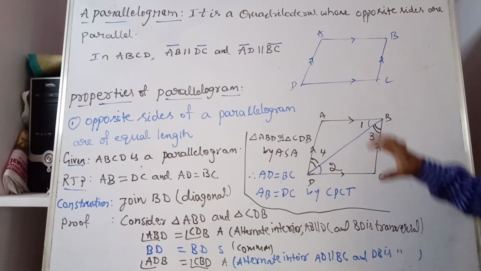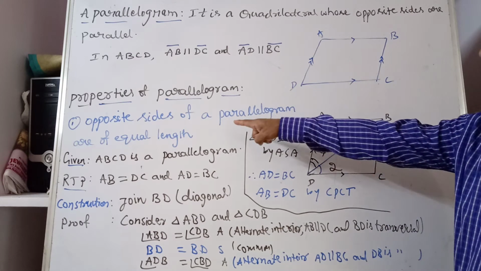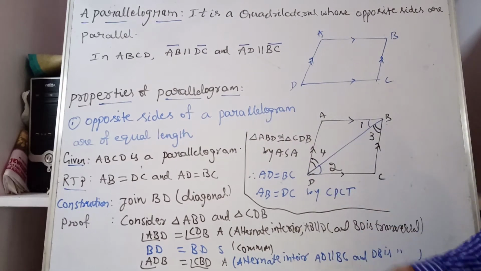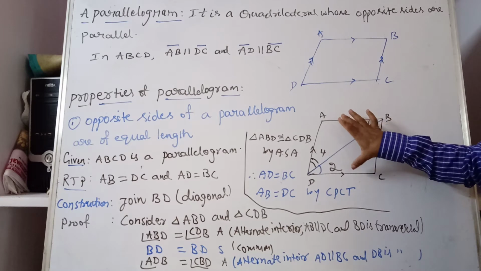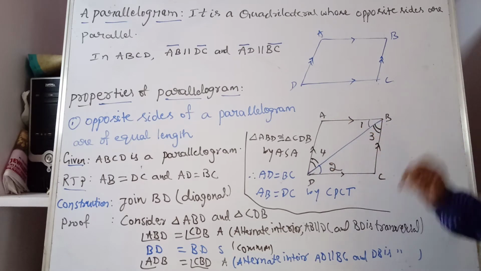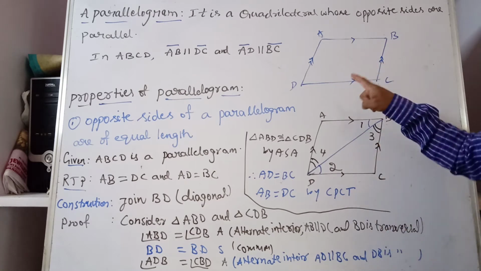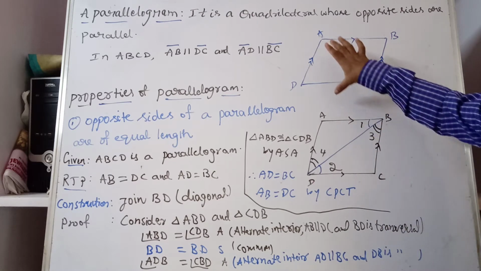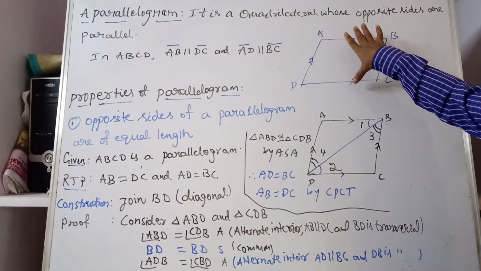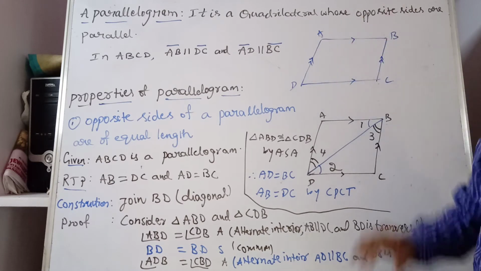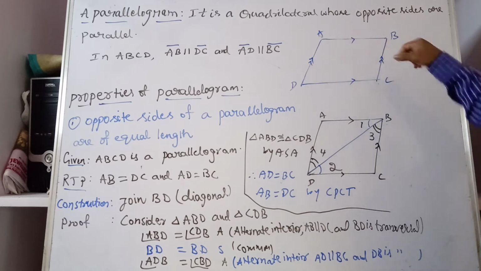I hope you understood. In a parallelogram, opposite sides of a parallelogram are of equal length. But actually, how do you define a parallelogram? A parallelogram is a quadrilateral whose pairs of opposite sides are parallel. This pair is parallel and these two pair is parallel. Arrow mark represents that they are parallel.